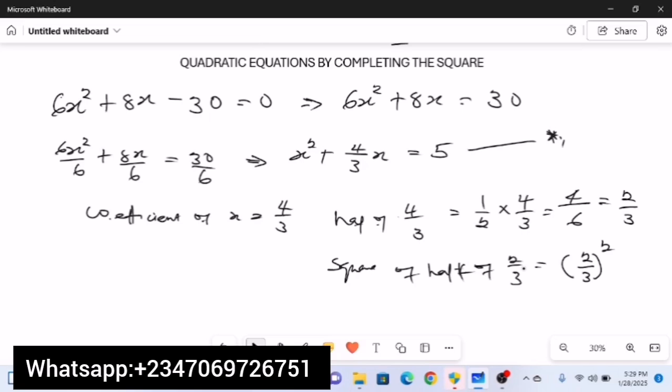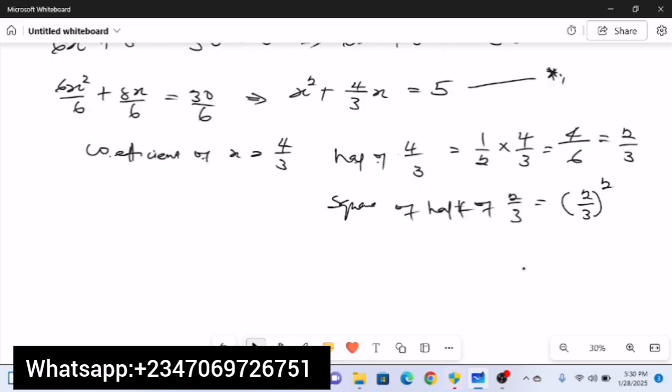Add half of the square of the coefficient of x. So what we did first was to find the half. After obtaining the half, we found the square. Now, we're going to be adding this to both sides of that equation. So equation star 1 is now going to be x squared plus 4 over 3x plus 2 all over 3 all squared.